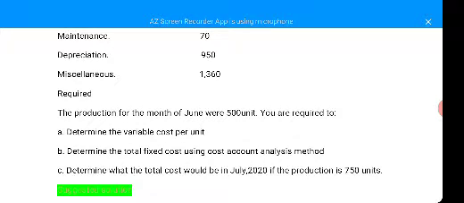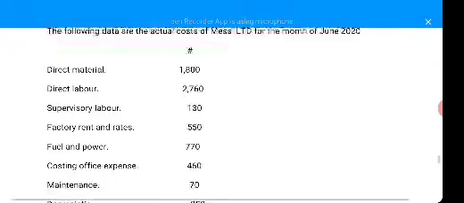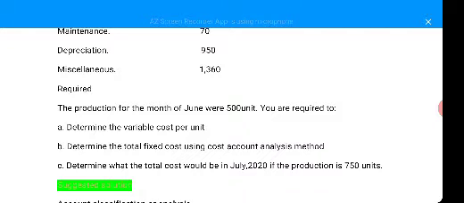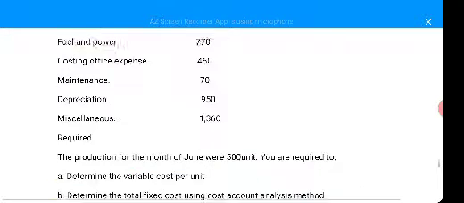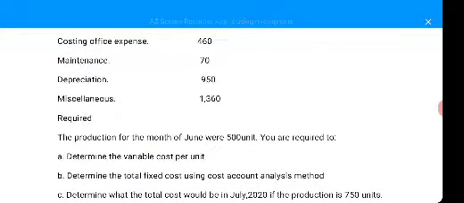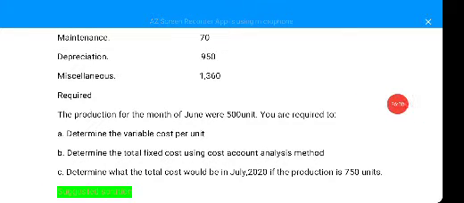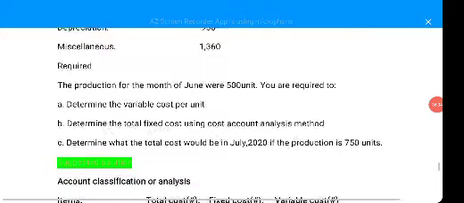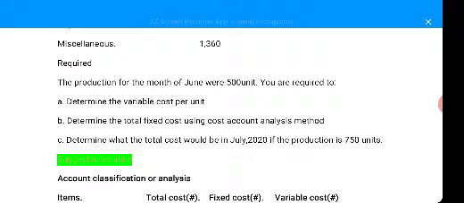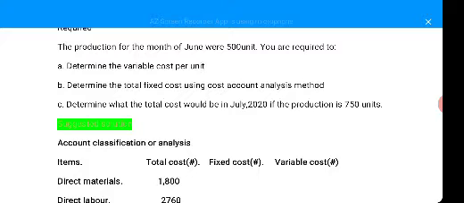The production for the month of June was 500 units. So this total cost was for 500 units. You are required to: A, determine the variable cost per unit. That means from all these costs, you want to know the variable cost per unit. B, determine the total fixed cost using the cost account analysis method. C, determine what the total cost would be in July.